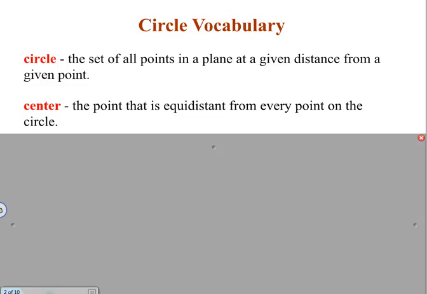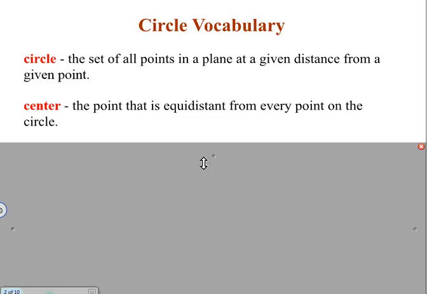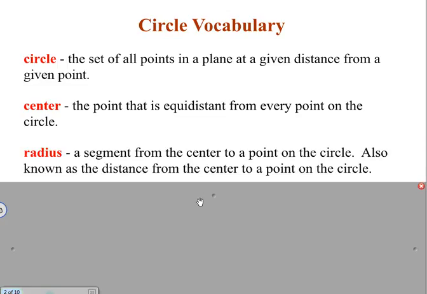Next, we have the definition of center. The point that is equidistant from every point on the circle. Definition of radius. A segment from the center to a point on the circle. Also known as the distance from the center to a point on the circle.